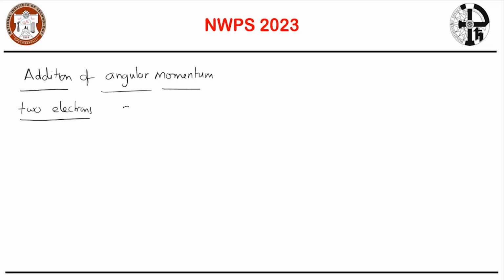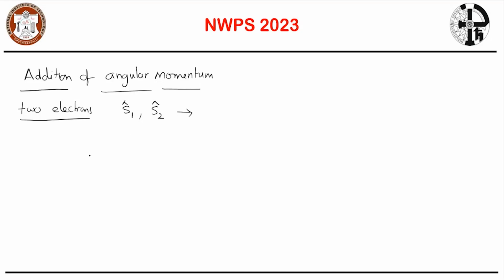The first one is S1, operator S1. The spin of the first electron is represented by S1. The spin of the second electron is represented by S2. And obviously, they have their own eigenstates.